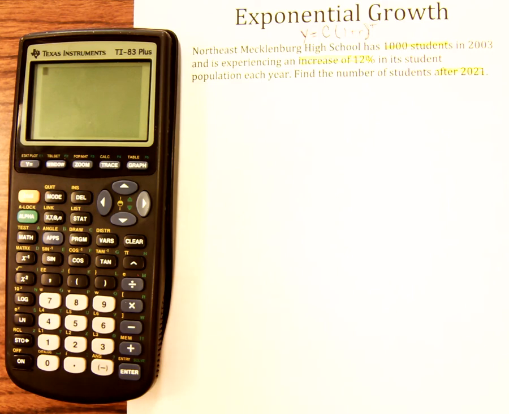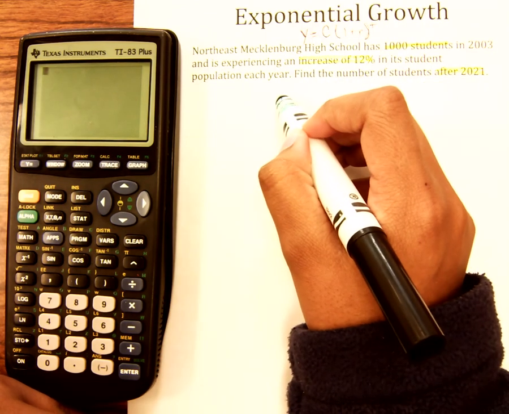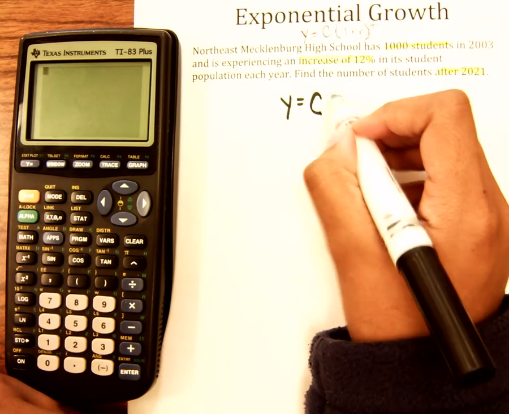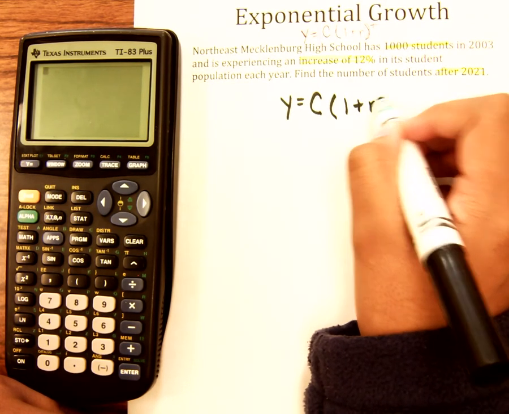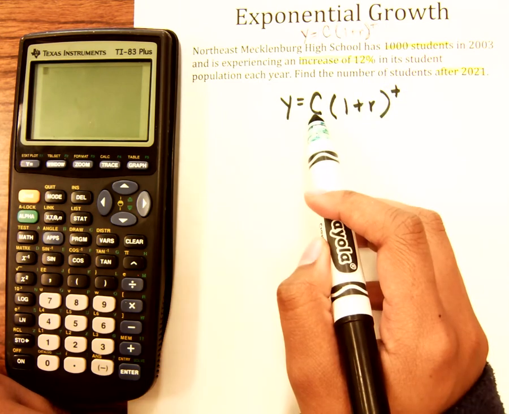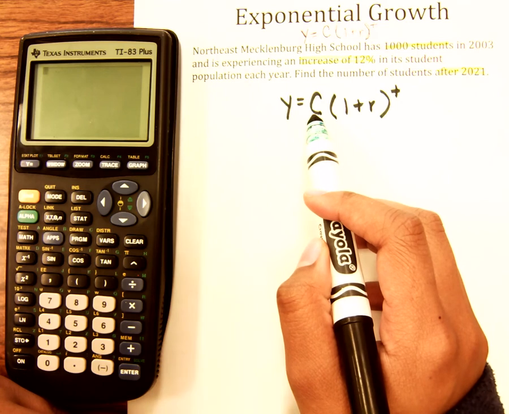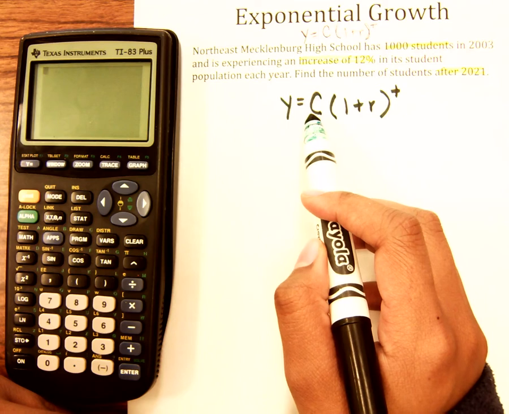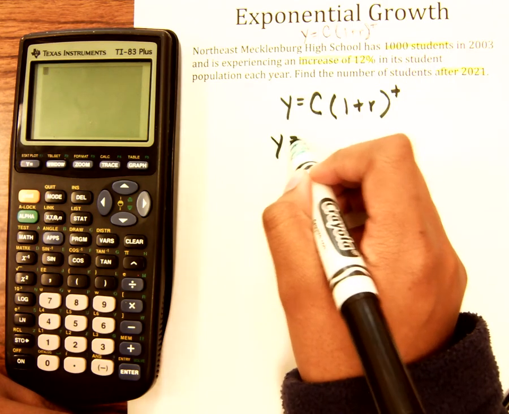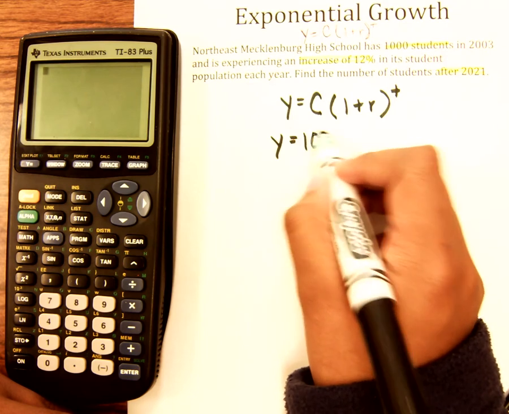As you can see here at the top, it's not very visible, so I'm going to go ahead and write it down below. I have the basic formula, so it's y equals c times 1 plus r to the t power. Okay, so when we talk about c, we talk about our initial amount. So in this case, how many students did we start off with? You want to ask yourself, what was that initial number? And in this case, it was the 1,000 students. So I'm going to take out c and put in 1,000.